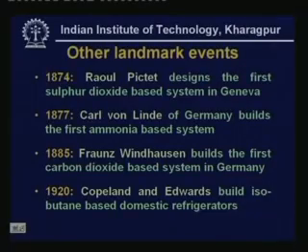And in 1920, Copeland and Edwards built isobutane based domestic refrigerators. Isobutane is a good refrigerant. It's a natural refrigerant, but one problem with isobutane is that it is highly flammable. So because of that reason, isobutane was stopped. However, again there is renewed interest in isobutane because of its other favorable properties.